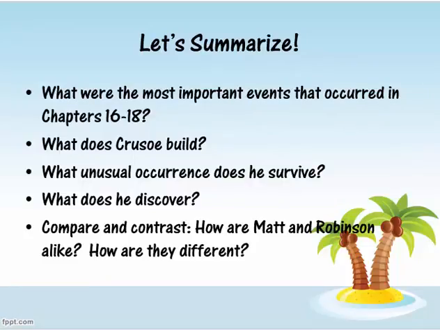So let's summarize. What are some of the most important events that occurred in chapter 16 through 18? What was it that Robinson Crusoe built? What unusual occurrence does he survive? What does he discover? And think about how are Matt from our novel The Sign of the Beaver and Robinson Crusoe, how are they alike? And how are they different?